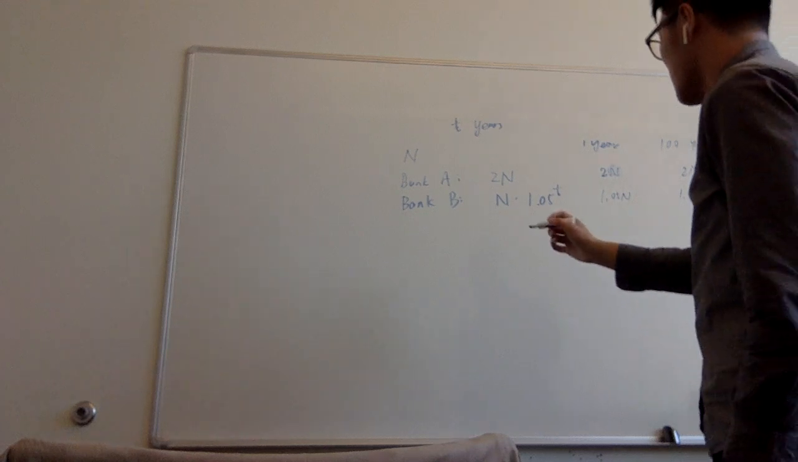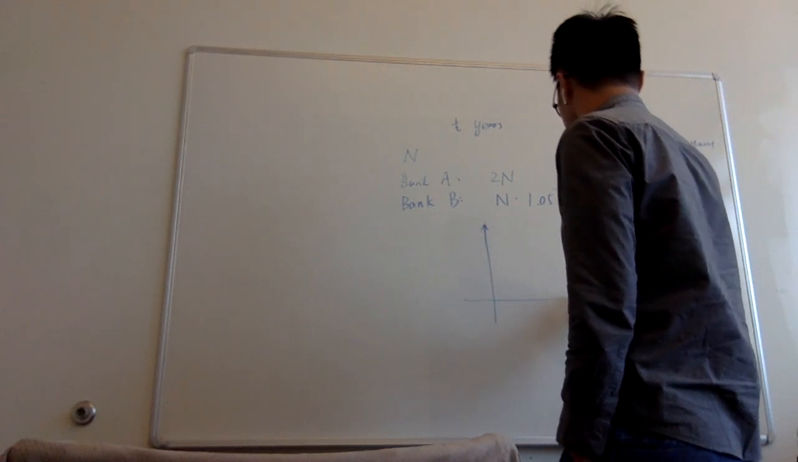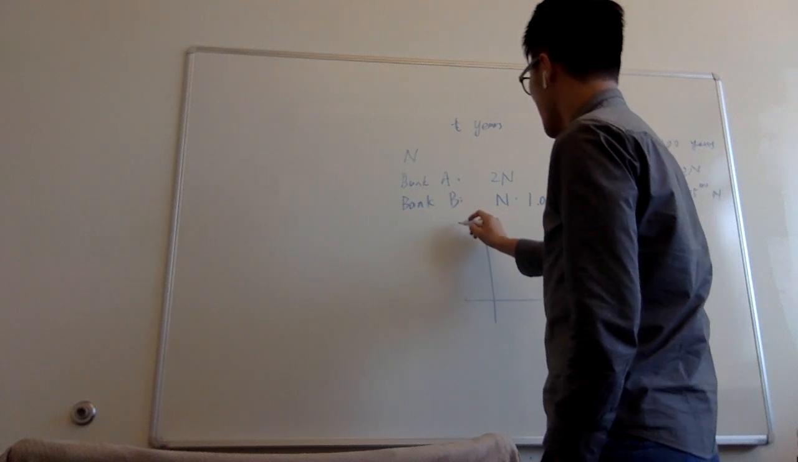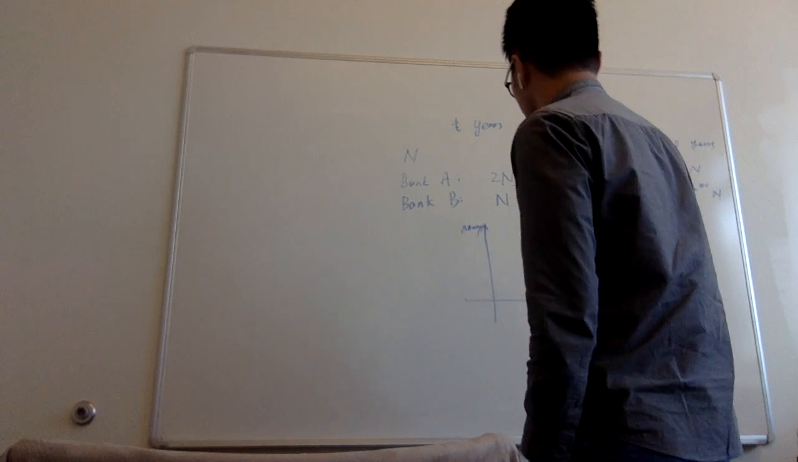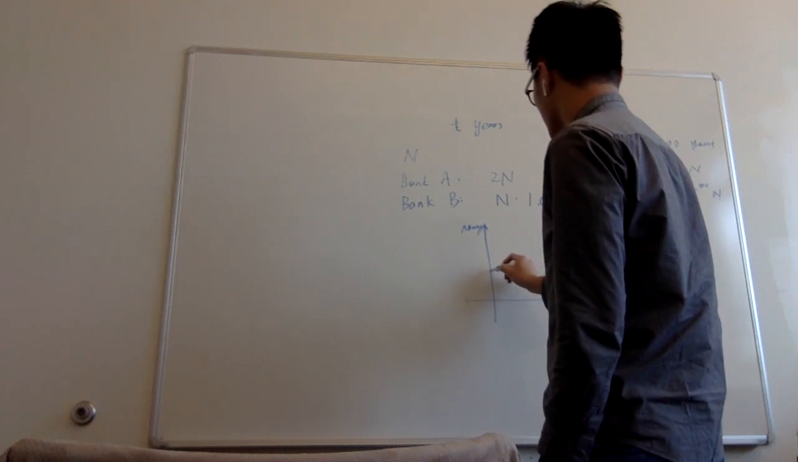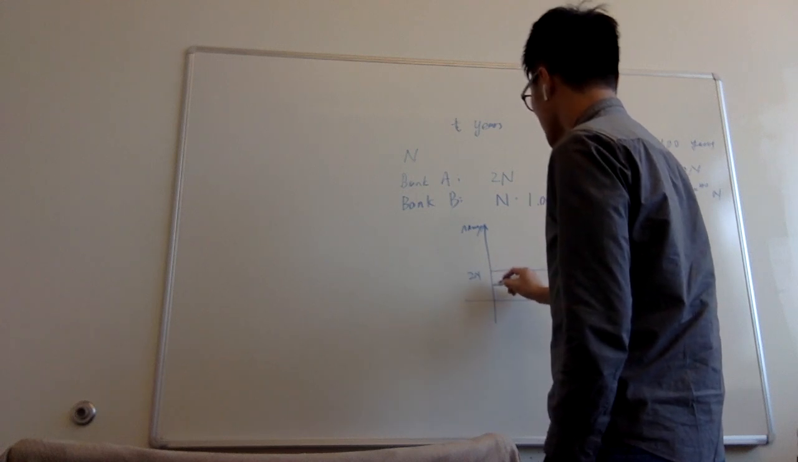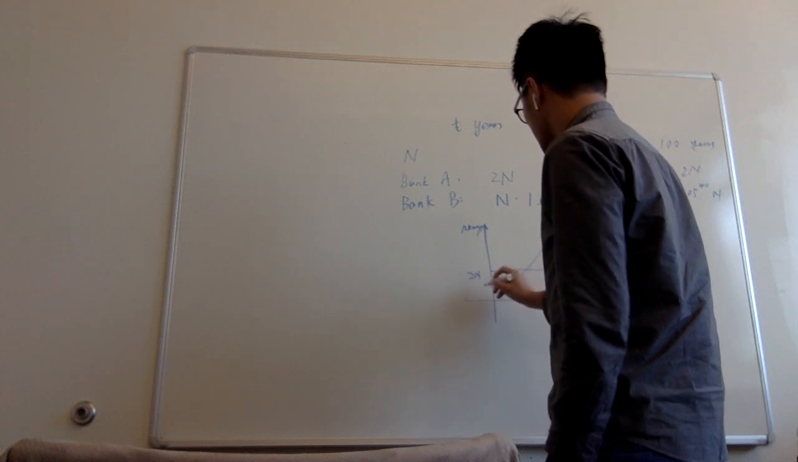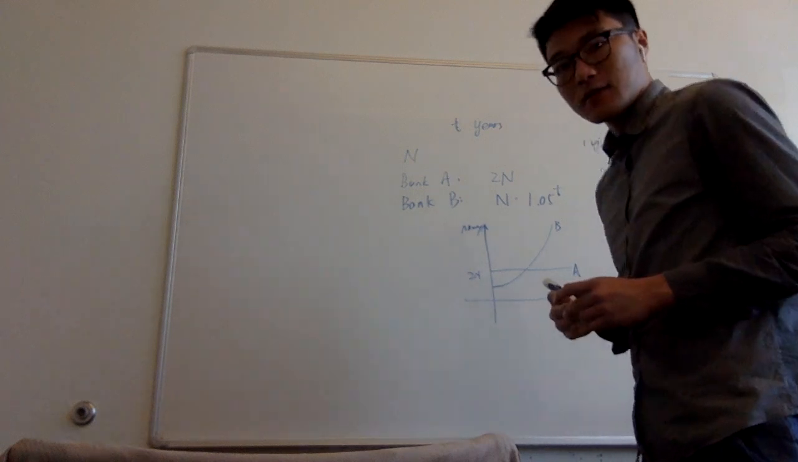And in terms of plotting the growth of the function here, this is the year, this is the money you can get back. For Bank A, it will always be 2N here. And for Bank B, it's something like this. This is B. This is A.